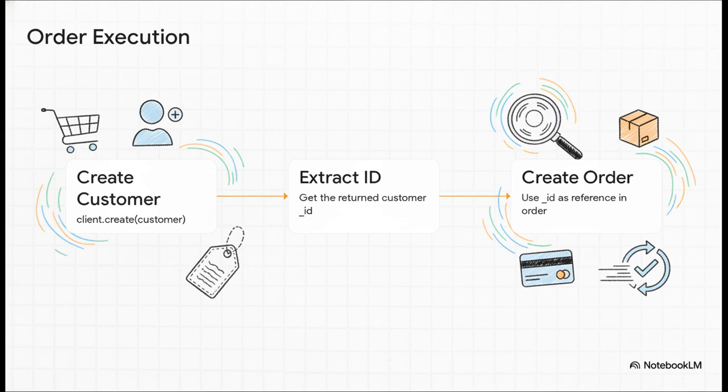It happens really fast. First, using the Sanity client, we run client.create, passing in the customer object. Sanity saves it and immediately returns a success response containing that brand new customer's unique _id. Second, we extract that _id. Third, we run client.create again, but this time we pass in the order details and map that customer _id right into our reference field. In a fraction of a second, the entire dynamic e-commerce loop is completed securely.